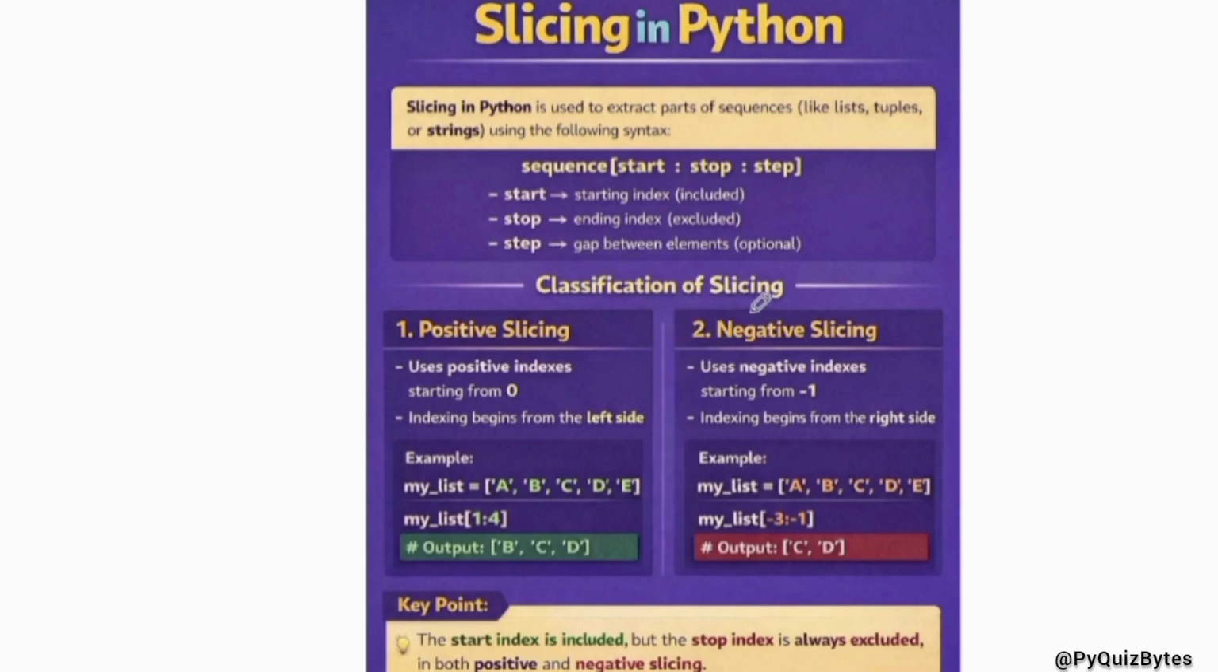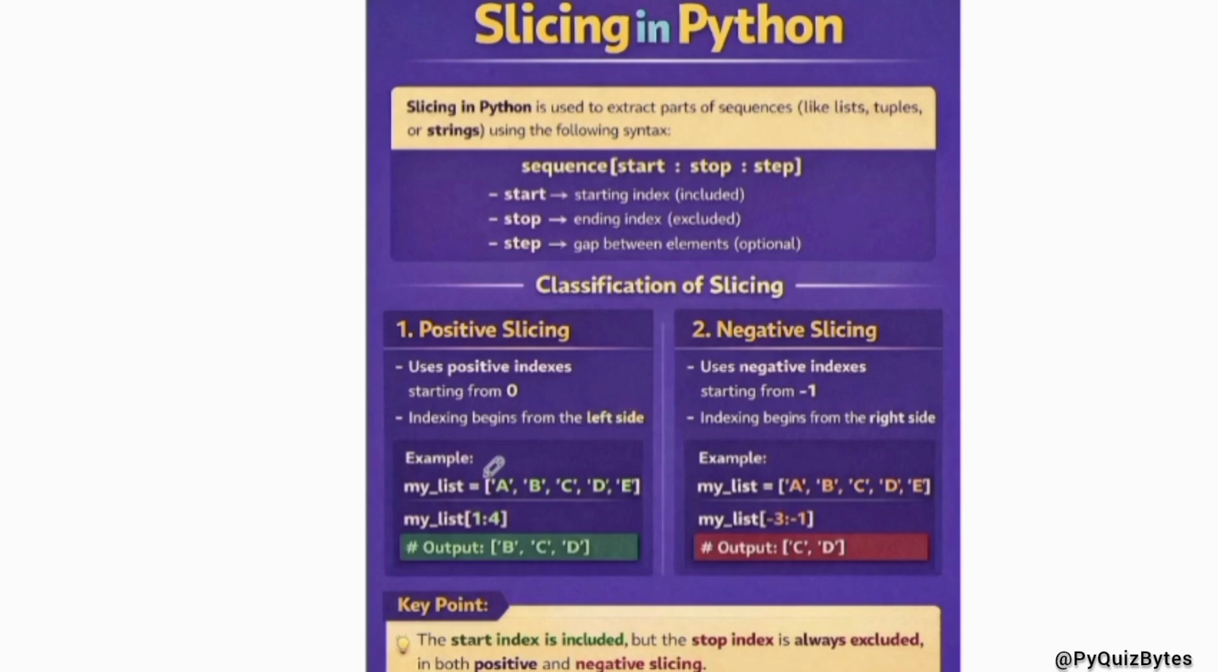Coming to the classification of slicing: positive slicing and negative slicing. Positive slicing uses positive indexes starting from 0, as with positive indexing. Indexing begins from the left side, meaning it will start at the left and end at the right.